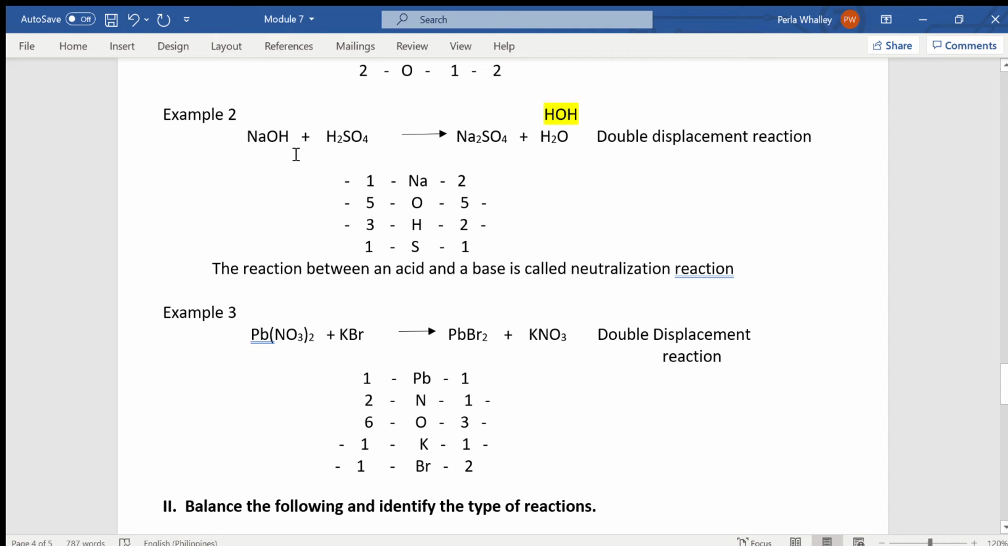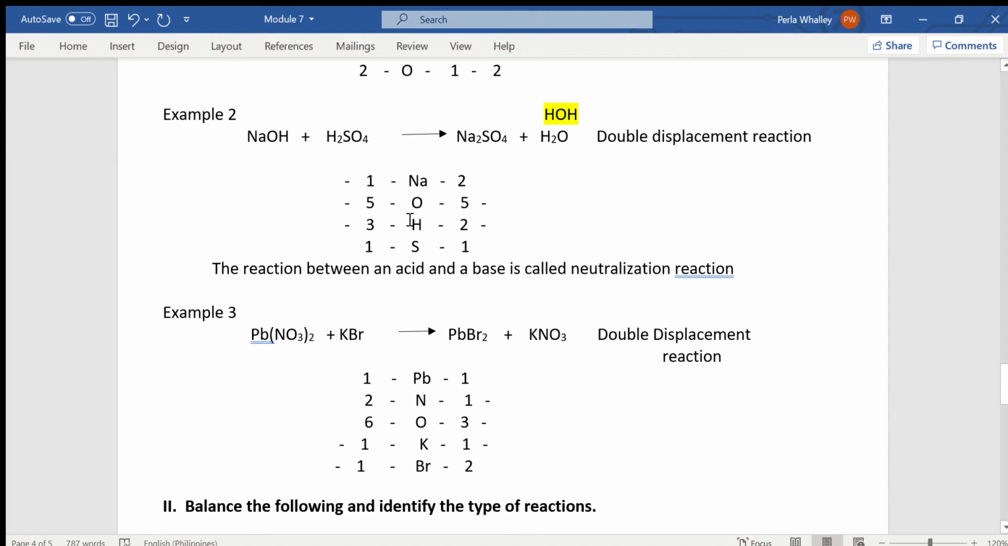Then here, sodium is 1, oxygen is 5. How come oxygen is 5? Because oxygen is 1 plus 4 here, which is equal to 5. And then hydrogen, 1 here plus 2 is 3. And sulfur, there is only 1 sulfur. On the other side, we have sodium 2, sulfur 1. Oxygen is 4 plus 1, 5. Hydrogen 2.